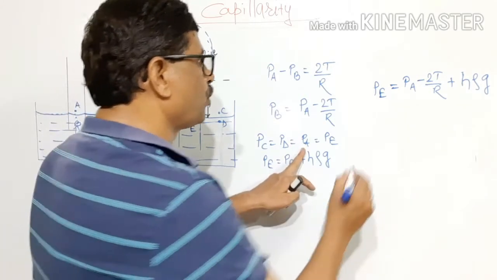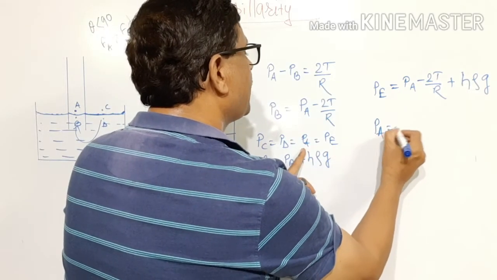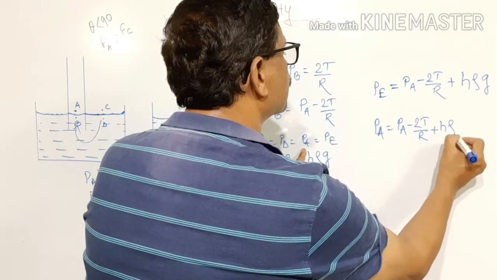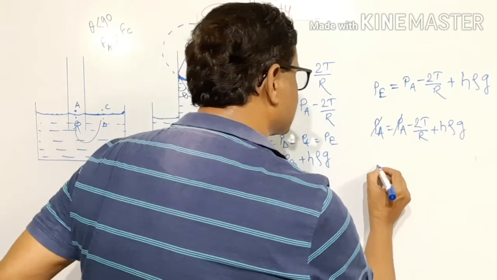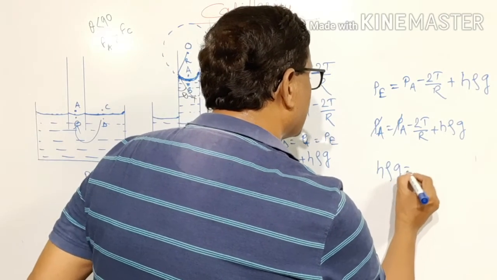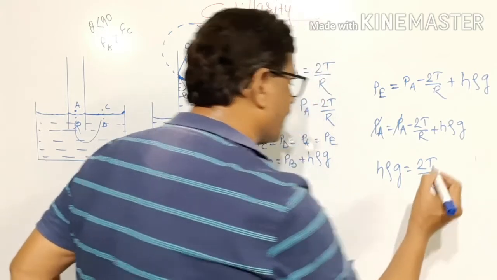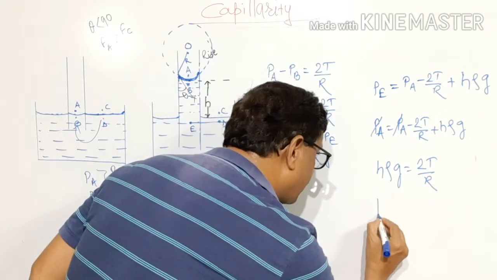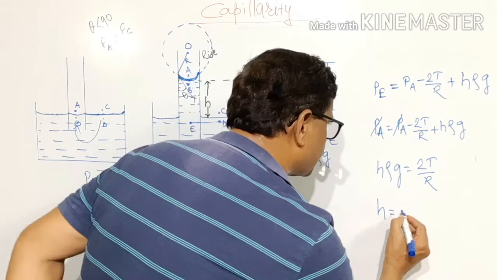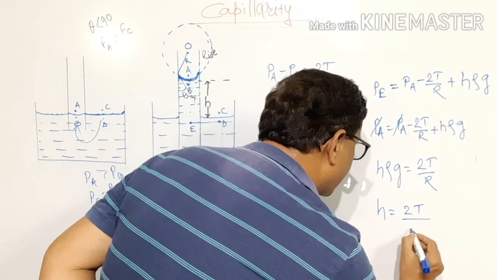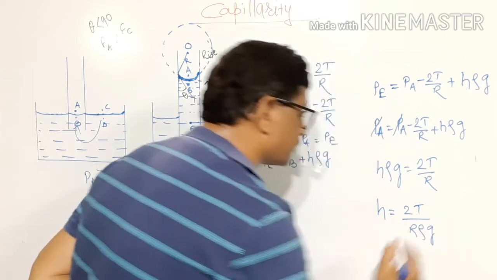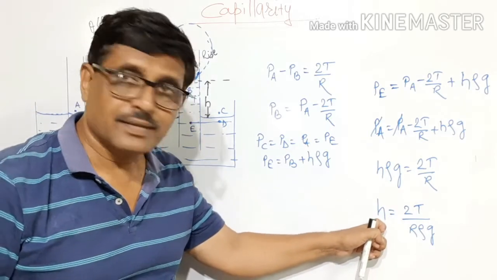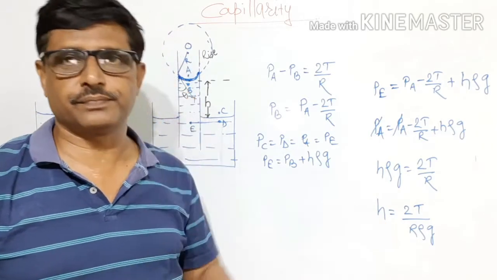But PE is equal to PA, therefore PA is equal to PA minus 2T divided by capital R plus h rho g. PA gets cancelled, therefore h rho g is equal to 2T divided by capital R. And from this I am able to write that capital H is equal to 2T divided by R rho g. This is the rise of liquid inside the capillary tube.